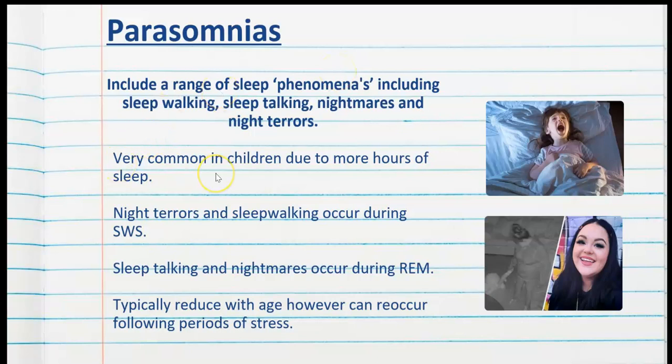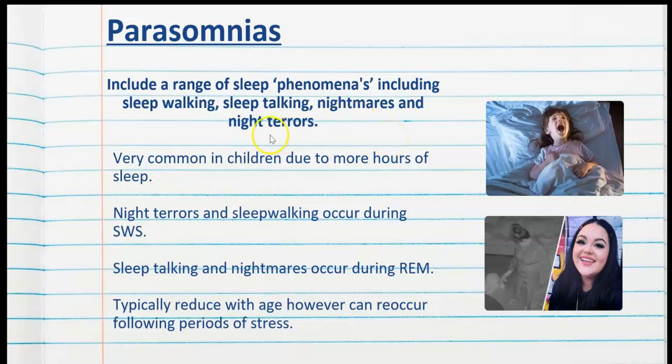Parasomnias are very, very common in children due to the more hours of sleep that they typically get and that they typically need. For example, it's far more common for a child to sleepwalk, sleep talk, have nightmares, and have night terrors. We tend to grow out of these as we get older, but of course, like I said, there are exceptions where adults can experience parasomnias due to illness or very high periods of stress, or obviously if it's genetic.